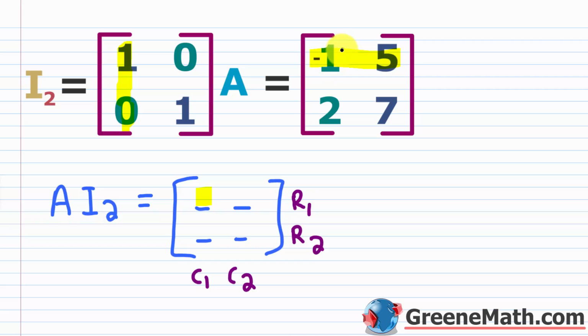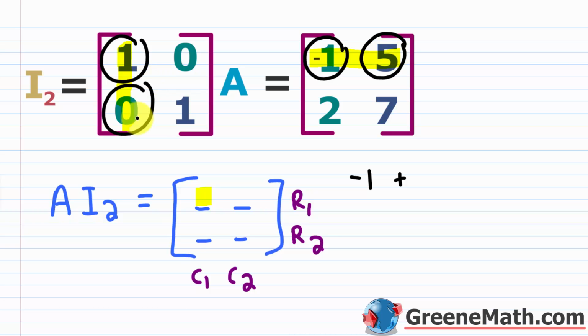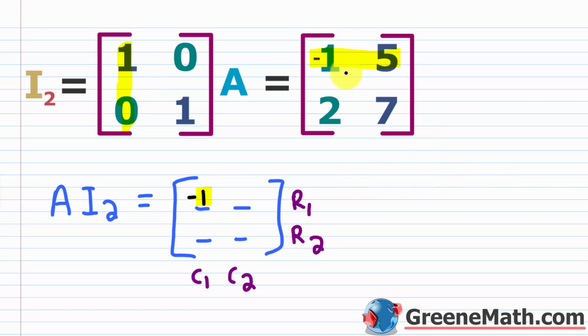We go through and we say, okay, the first entry times the first entry. -1 times 1 is -1. Then we're going to add to this the second entry times the second entry. So 5 times 0 is 0. So we know this is -1, so this is -1. And you can see already that your first entry in this matrix matches what it is in A.